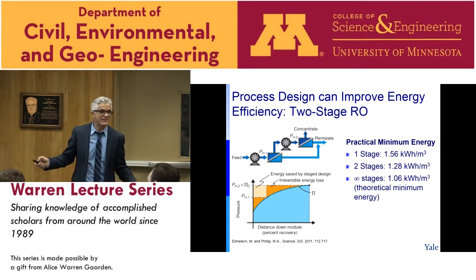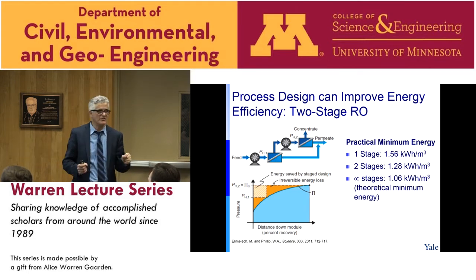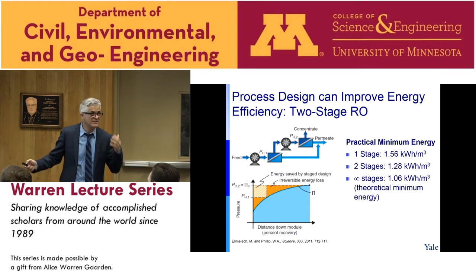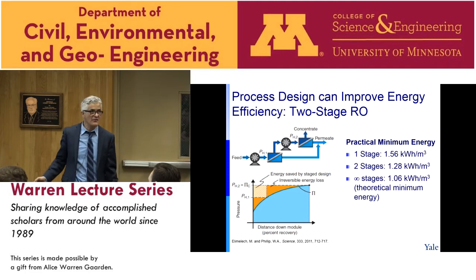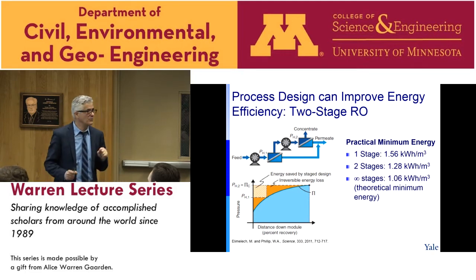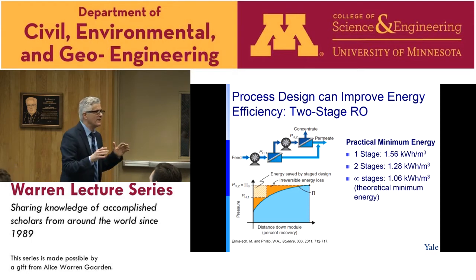If you just do 2 stages, you take the brine from the first stage and have another pump and push it through another stage, you can go from the practical minimum energy of 1.56 to 1.28. A dramatic change by something very, very simple. You can see it schematically: the first pump will just go up to here, recovery equivalent to here, and the second pump will achieve the other recovery, and this is the area of energy that you will save.